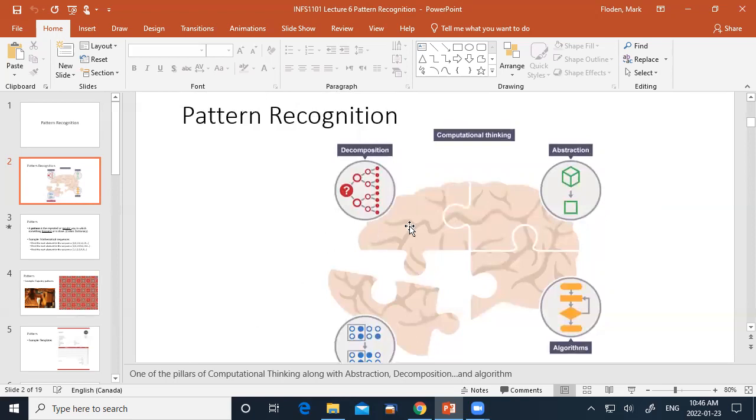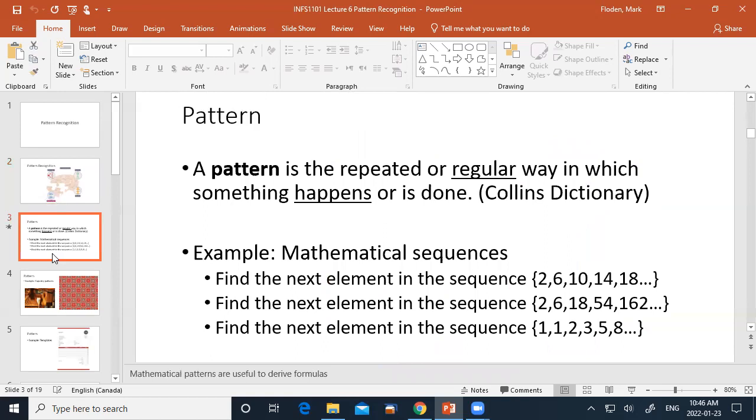So there we go. I thought we would start with decomposition, but we're starting here with pattern recognition. That's fine. So a pattern, as it says, is a regular way something happens or is done. The example that we used as pattern recognition in one of the earlier lectures, remember, was the L-shaped blocks, right? And what was the pattern? We came up with y is equal to 2x plus 1. So a pattern can be represented in sequence.